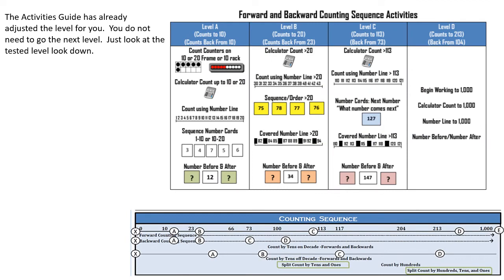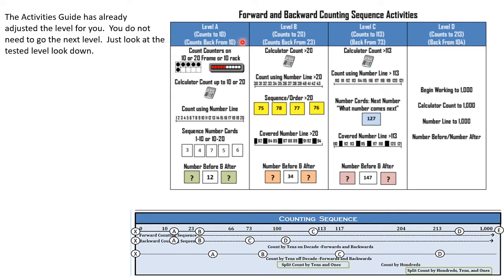So now what we're going to do is take a look at the leveled activities guide, and explain what this is designed to do, because some people have some confusion with this. So I just want to go over this again. It says the activities guide has already adjusted the level for you. You do not need to go to the next level. Just look at the tested level and look down.